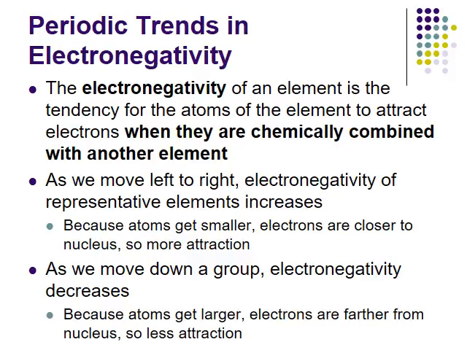Now, as we move left to right, electronegativity goes up. And again, this all goes back to size. As we move from left to right, atoms are smaller. Because they're smaller, the electrons in the bond are going to be closer to the nucleus than if it was large. The closer the electrons, the more attracted they are. More attraction means greater electronegativity. As you move down a group, electronegativity goes down. As atoms get larger, the electrons in a bond are farther from the nucleus. The farther they are from the nucleus, the less attracted they are. So less attraction, less electronegativity.